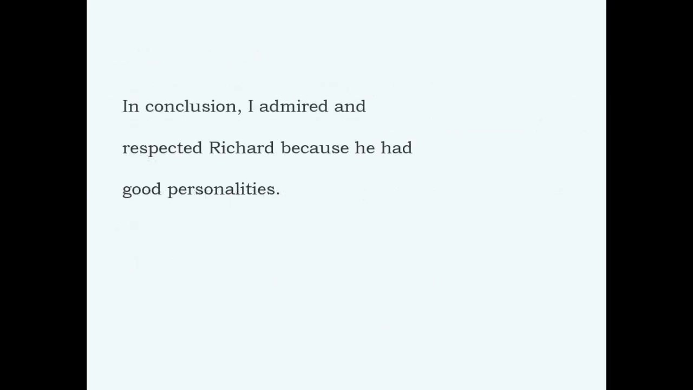And then you have a conclusion, where you come up with your own point of view. I admired and respected Richard because he had good personalities. So this is how you write your novel answer. For novel writing, it's very simple.